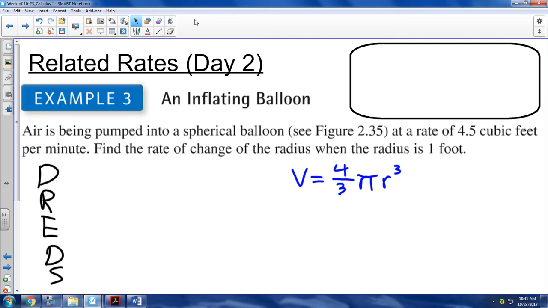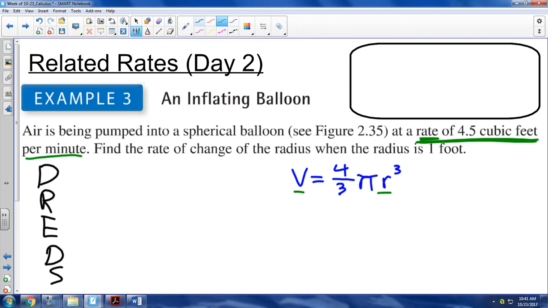So we have a rate of 4.5 cubic feet per minute. This is the first thing I want to look at. This is air being pumped in. What do you think that represents, if we have volume and we have radius in this equation? Do you think that represents the volume changing? It's a rate. It's the way the volume is changing.